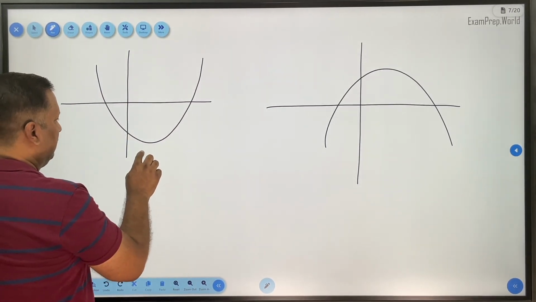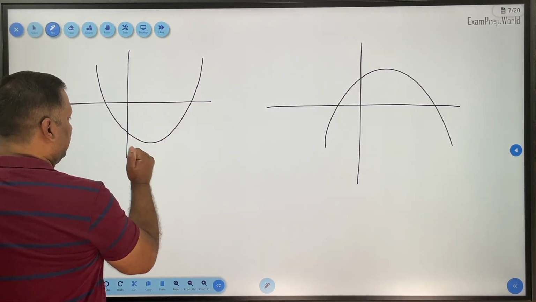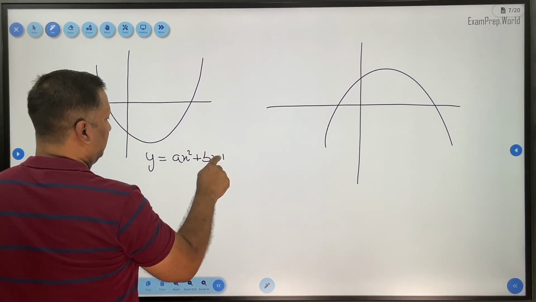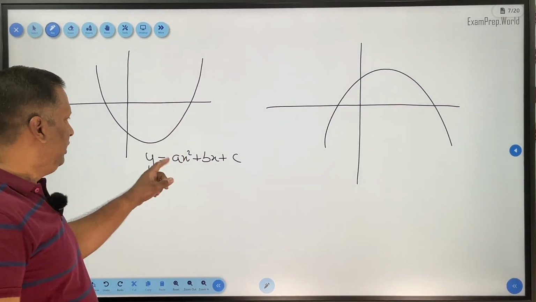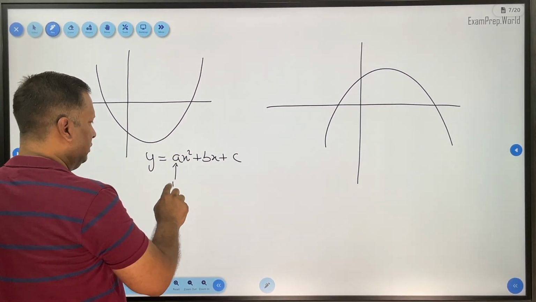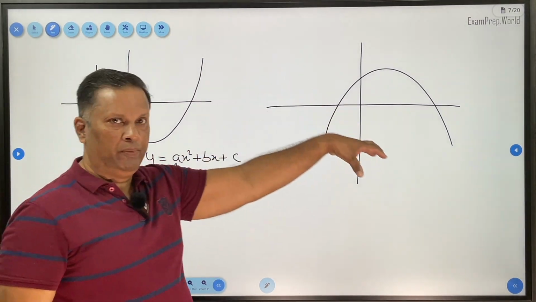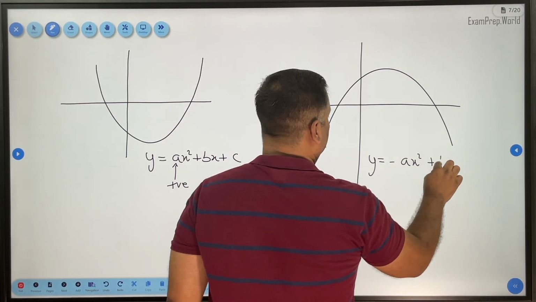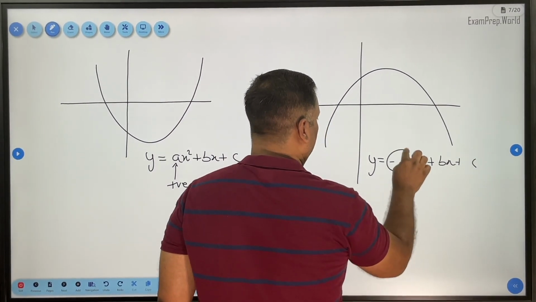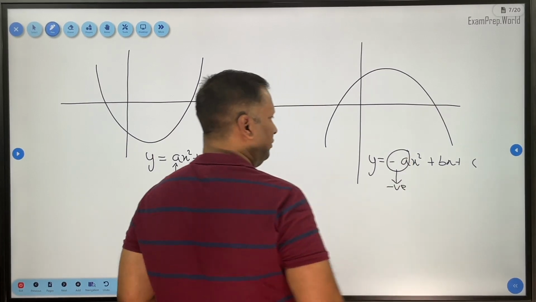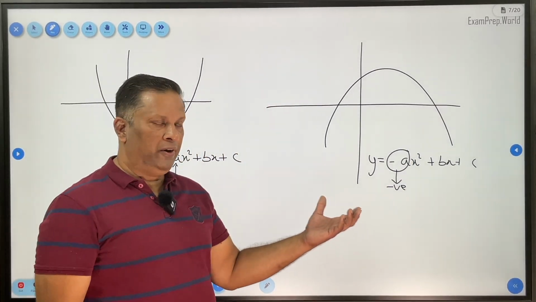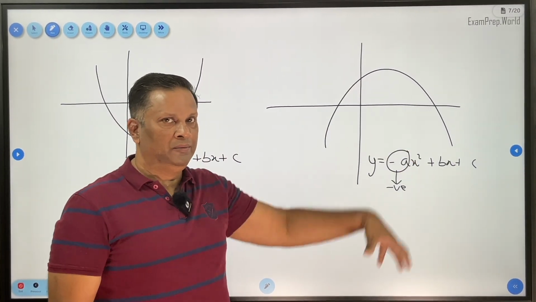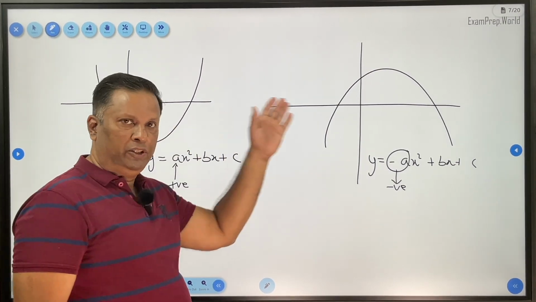Because it's a graph, the quadratic is a function y equals ax square plus bx plus c. For an upward opening parabola, a will be positive. For a downward opening parabola, the function will be y equals negative ax square plus bx plus c, so here a is negative. Like this you can identify whether the parabola opens upward or downward. So all quadratics have this shape, the parabola.